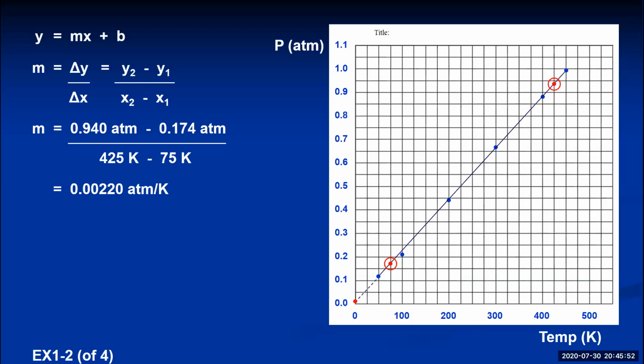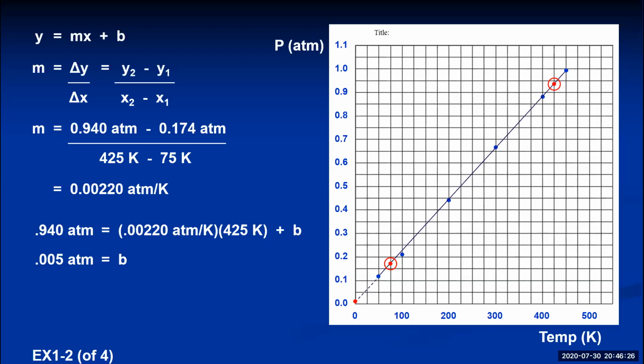A better way to do it is algebraically, by using the equation for the line, y equals mx plus b. We just determined what the slope was, 0.00220 atmospheres per Kelvin. So you pick one point on the line, and I'm going to pick that red point at the very top. The y value is 0.940 atmospheres, and the x value is 425 Kelvin, and then you solve this for b. If you move things around, b turns out to be 0.005 atmospheres, which is way more accurate than me trying to read that graph because it's so small and down there at the corner.